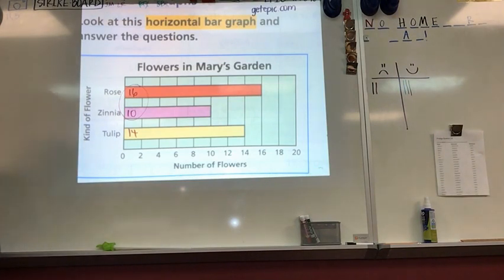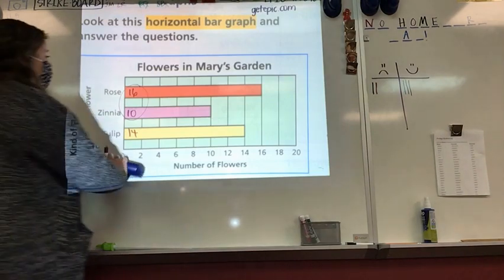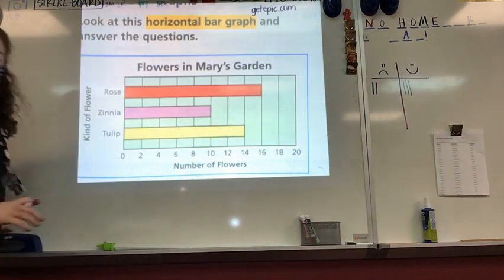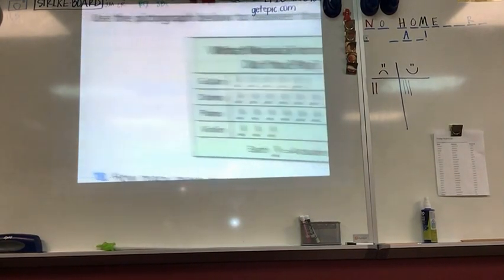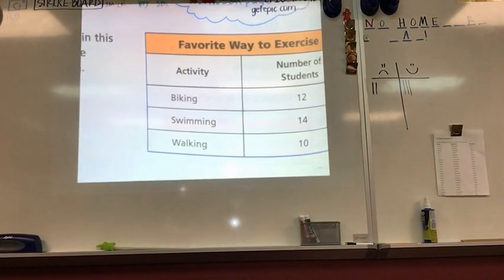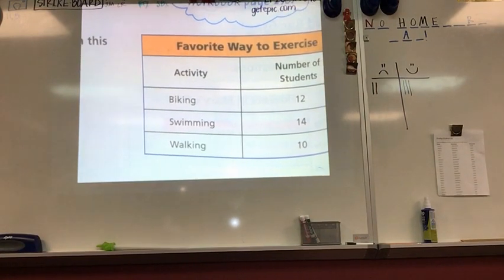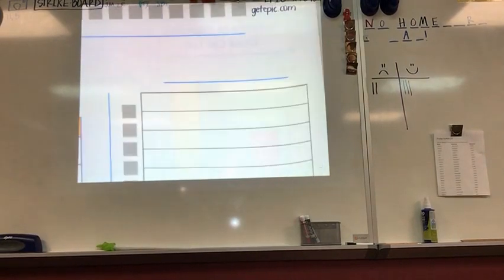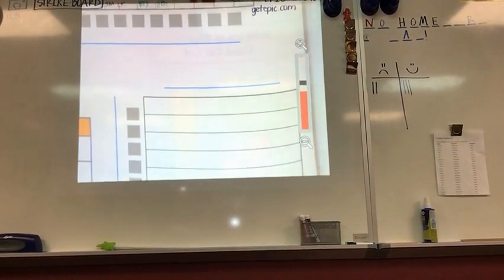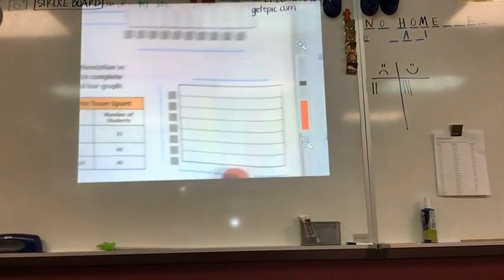12. It'd be 12, right? Very good. Are you ready to create your own bar graph? Yes. Check it out. Let's do sports. They have given us a table about favorite team sports.